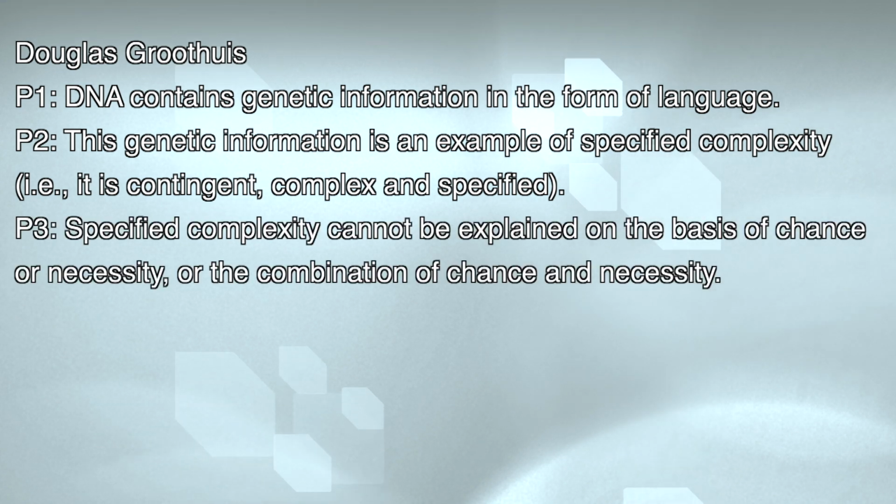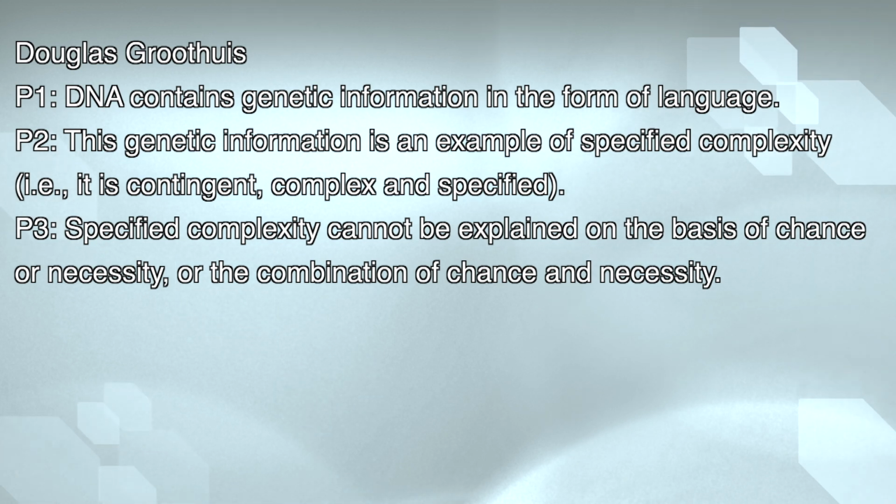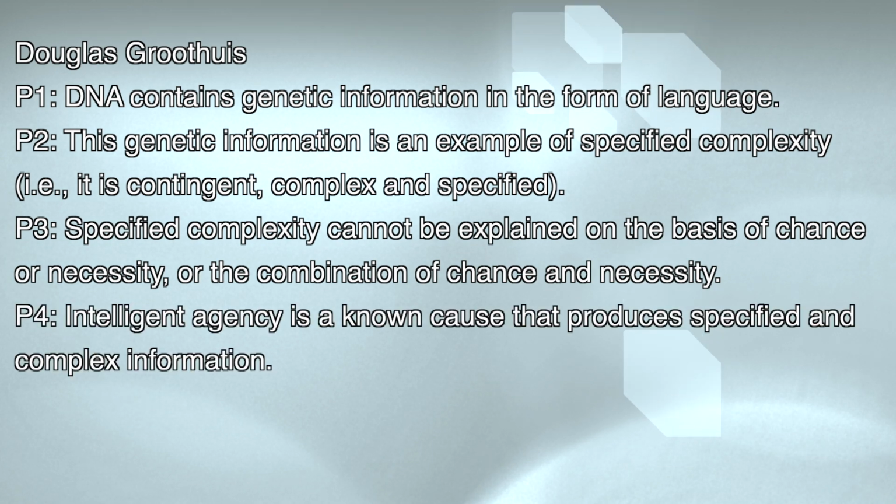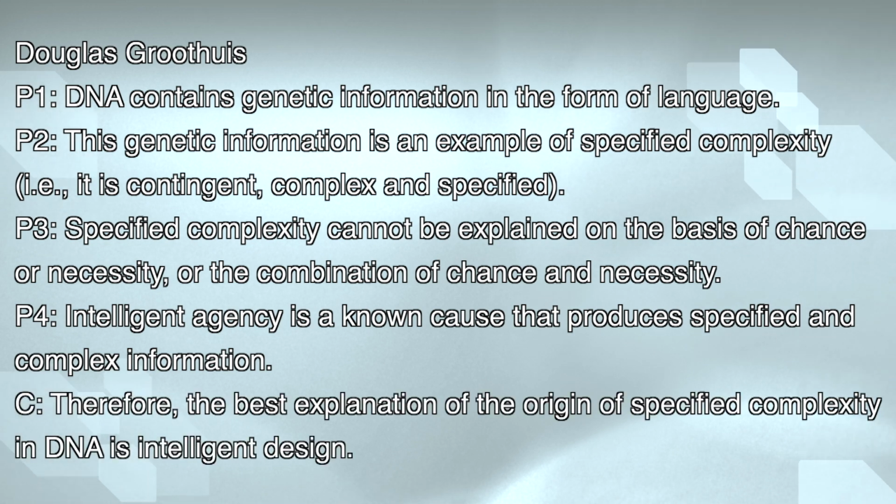Premise 3. Specified complexity cannot be explained on the basis of chance or necessity, or the combination of chance and necessity. Premise 4. Intelligent agency is a known cause that produces specified and complex information. Conclusion: therefore, the best explanation of the origin of specified complexity in DNA is intelligent design.